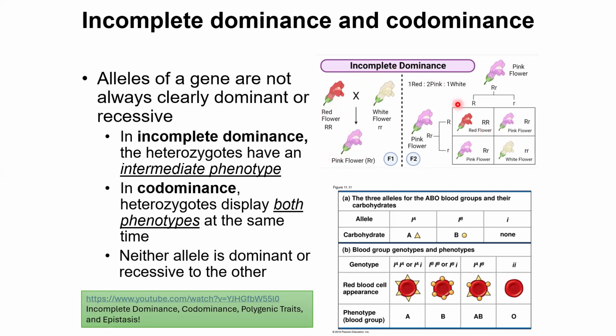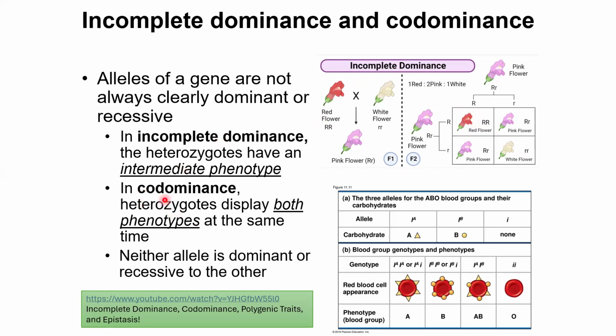So in this case, instead of our regular 3-to-1 ratio, you have a 1 to 2 to 1 ratio in phenotypes, because the heterozygotes have their own color instead of displaying the dominant phenotype.